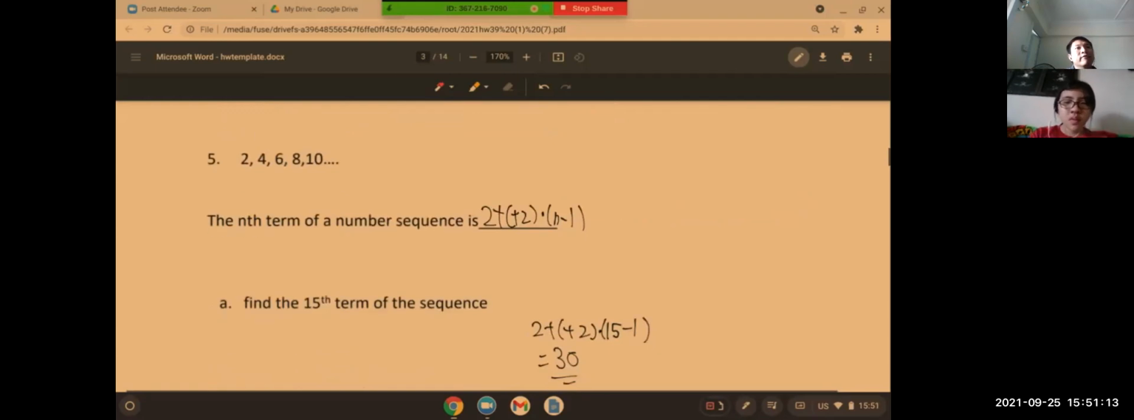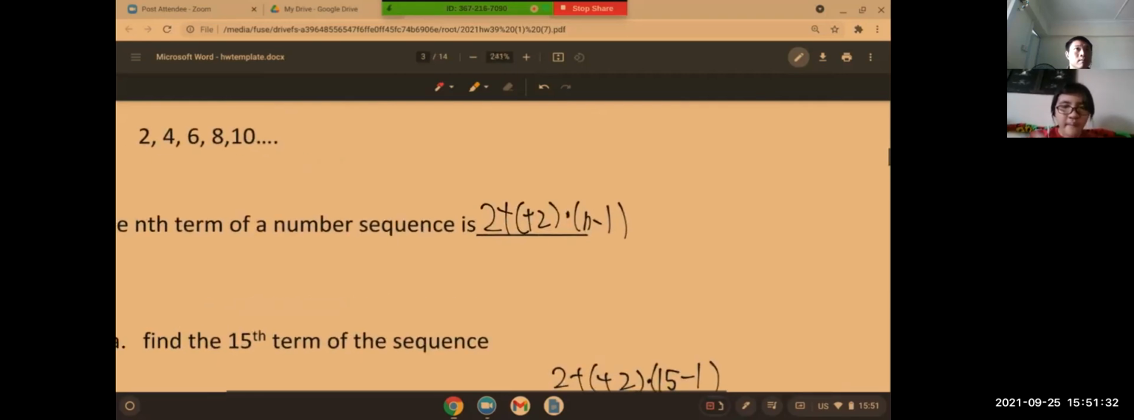Oh, by the way, the nth term, right? For this one, you need to simplify. Is this the simplest form? You have a lot of brackets which you never open up, right? Can you see? Can you continue to simplify this? Continue to open the bracket and solve this.